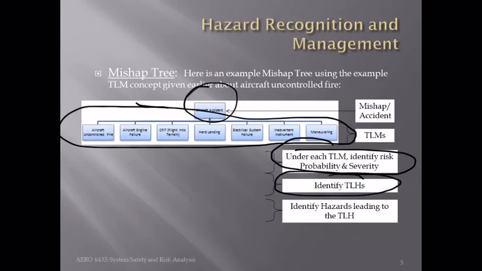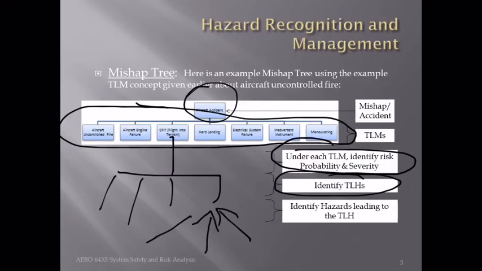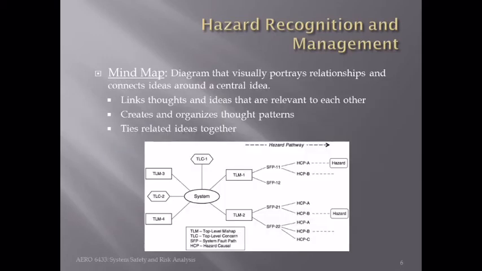Top-level hazards that would contribute to the top-level mishap. There would probably be several top-level hazards for each top-level mishap. And then you can identify other hazards that would lead to the top-level hazard. So you can see how pathways begin to emerge as we develop the system mishap model. Your text gives you an example of a mind map model as well. It would look something like this.